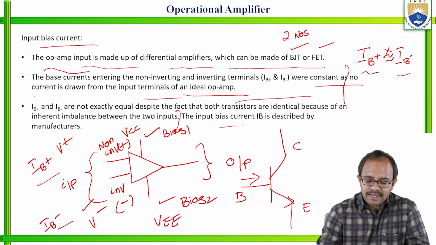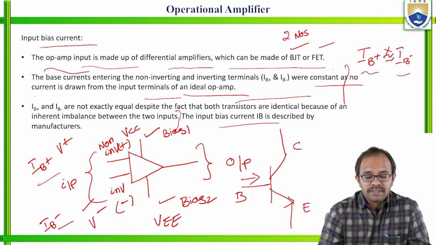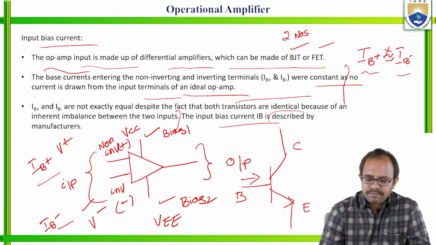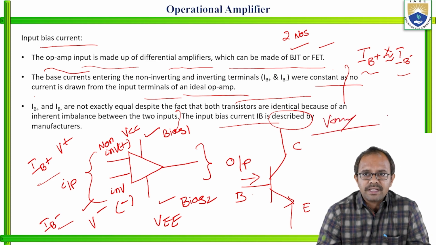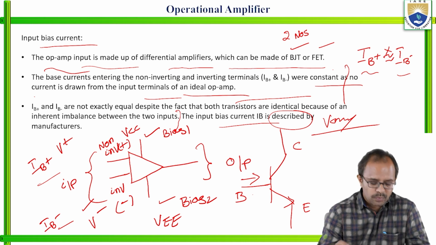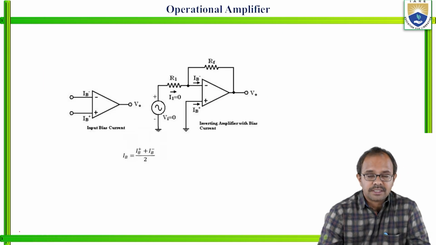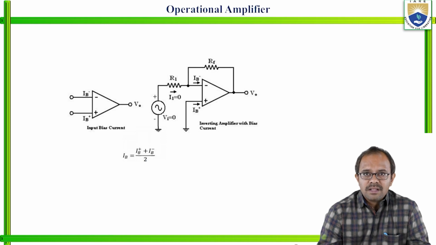The input bias current IB may vary; it is not decreased, actually, it may vary. It may vary depending on the transistor, the way we design the transistor. That is what we can call the manufacturer's efforts, how the transistor is designed, right?